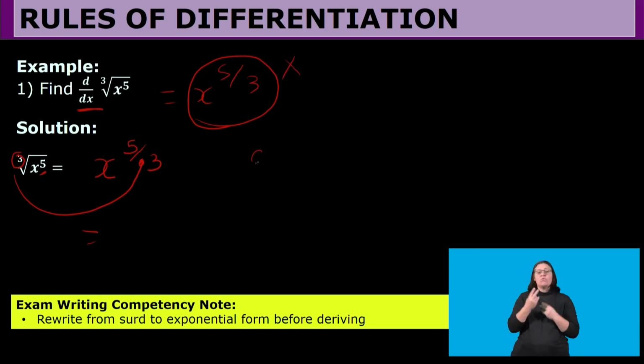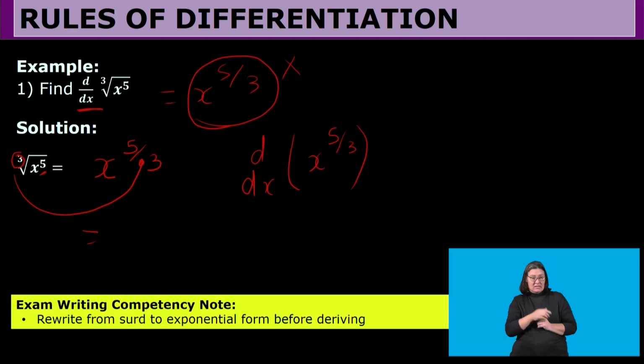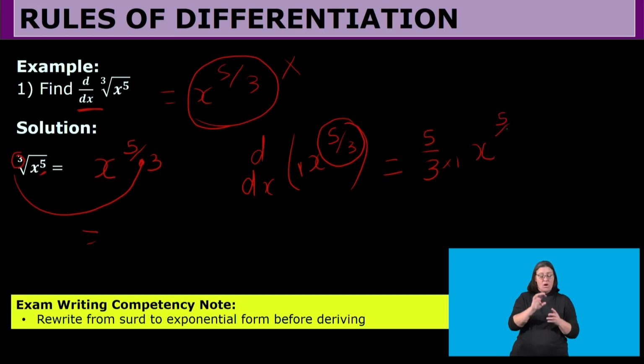We say, well, now we can rewrite this as the derivative of x to the power 5 over 3. That's what I'm looking for. And I can find the answer to that by using the power rule from the rules of differentiation. How do I do that? I take the exponent, multiply it by the coefficient in front of the x, which is 1. So it's 5 over 3 times 1. And from the power, we subtract 1. So my answer will be 5 over 3 times x to the power 5 over 3 minus 1 will give me 2/3. And that's my answer.